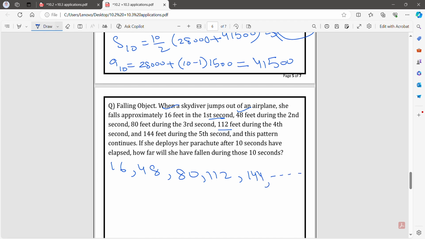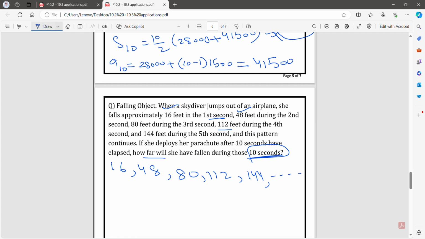And then they are saying how much total time we have. We have 10 seconds, right? Total are 10 seconds, and we need to find how far it will have fallen during those 10 seconds. So we need to check how much the height is in 10 seconds, so definitely we need to find the sum here.